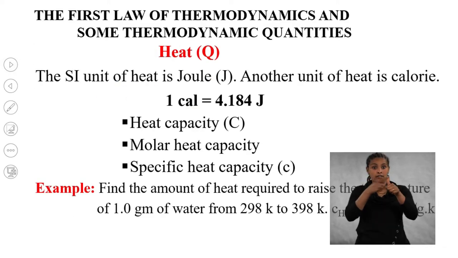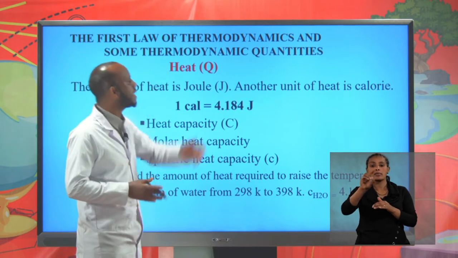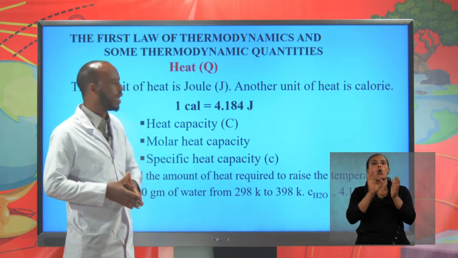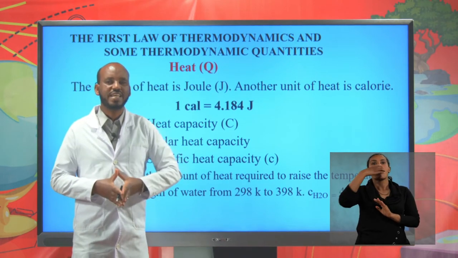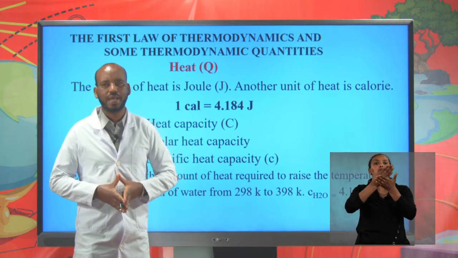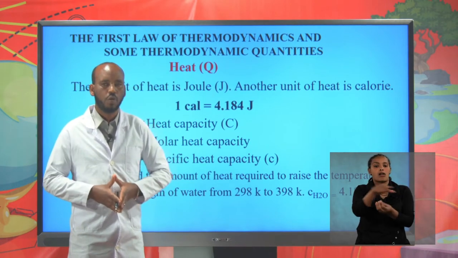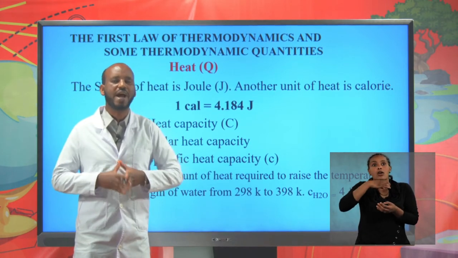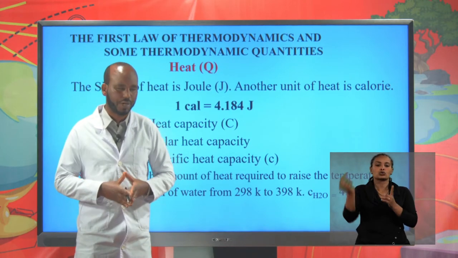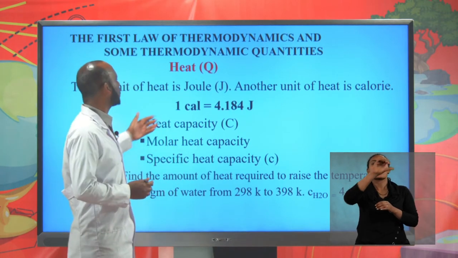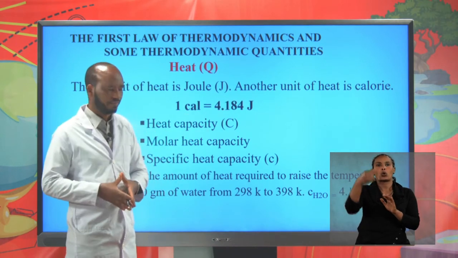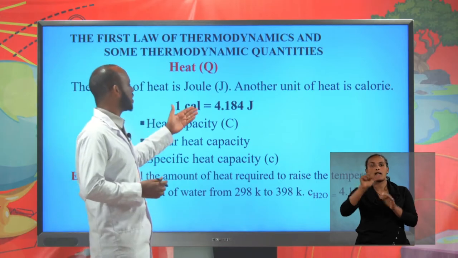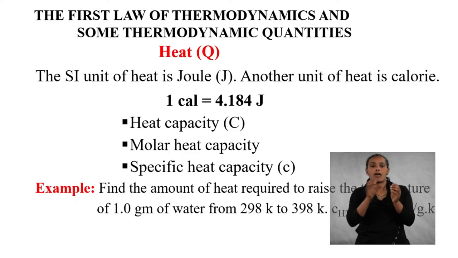The first law of thermodynamics and some thermodynamic quantities. Heat, denoted by the symbol Q. Heat is energy transfer between a system and its surroundings. We know that heat flows from a body of high temperature to a body of low temperature. The SI unit of heat is joule. Another unit of heat is calorie. This is the relation between calorie and joule: 1 calorie equals 4.184 joule.